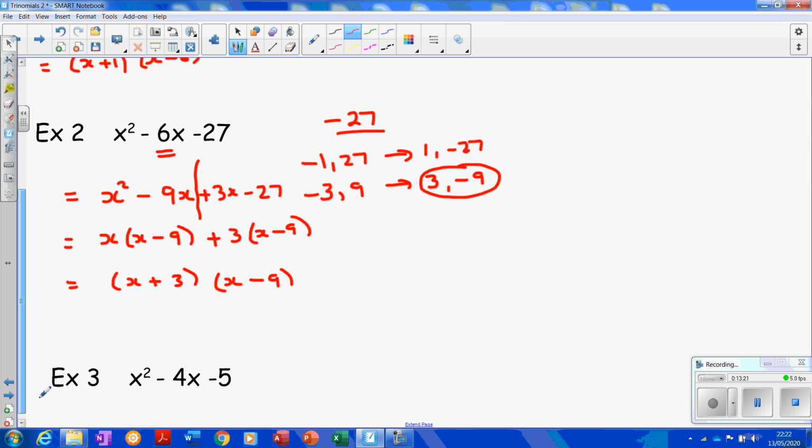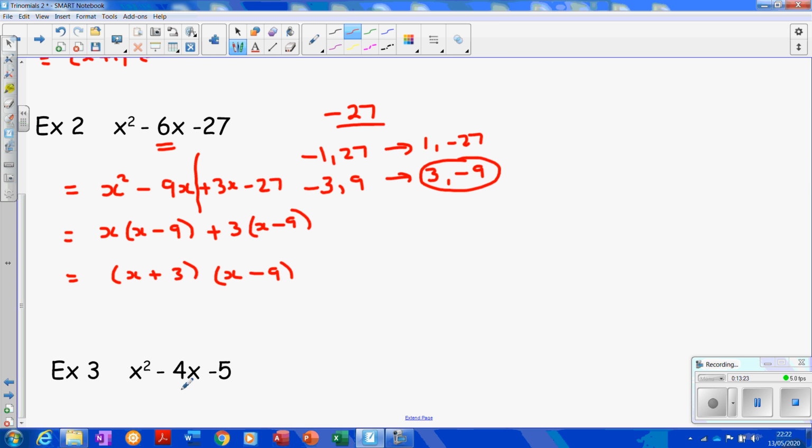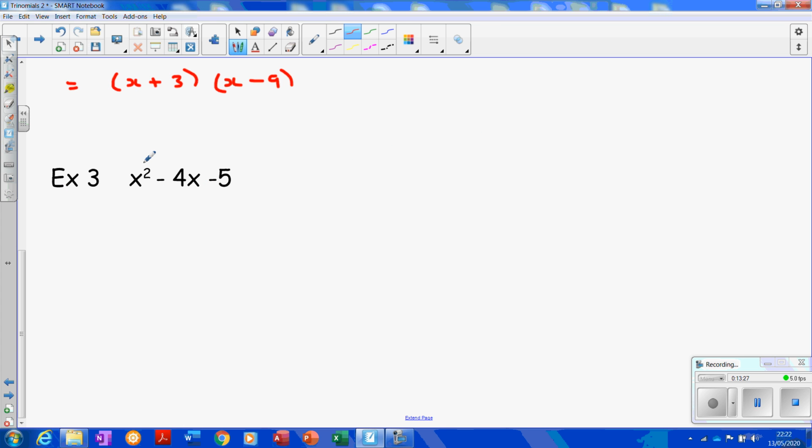Okay, another 2, and then I'll give you an exercise to do. Right, so for this one here, we're looking for factors of -5. So 5's a prime number, so it is only 1 and 5, but because it's -5, one of the factors has got to be negative and one's got to be positive. So that's the only two scenarios we have. So -1 plus 5 is +4. That's no use, I'm looking for -4. 1 minus 5 is -4, so that's the correct pair of factors.